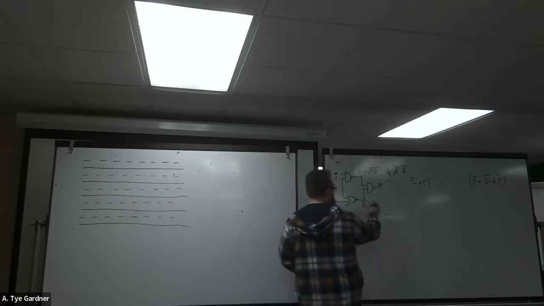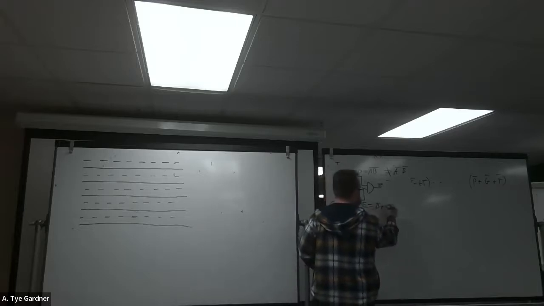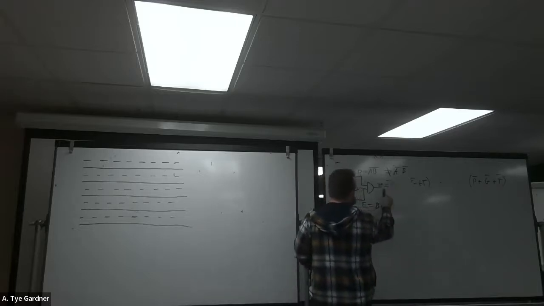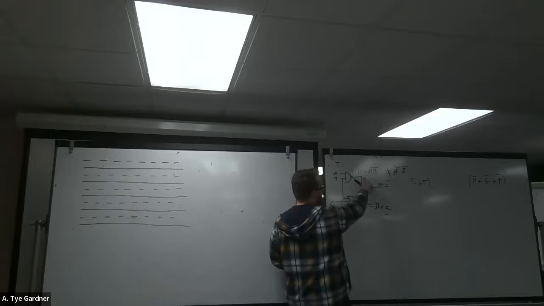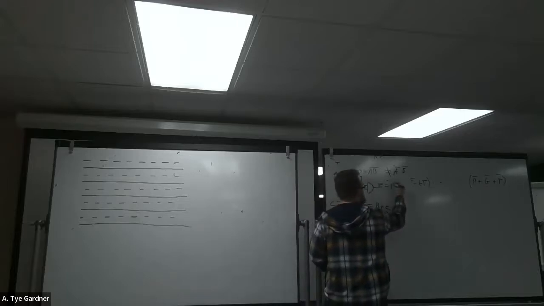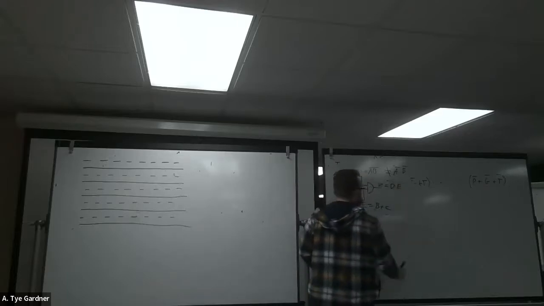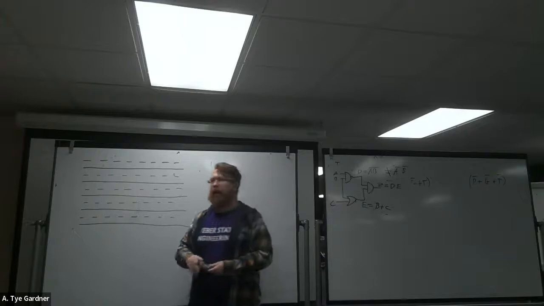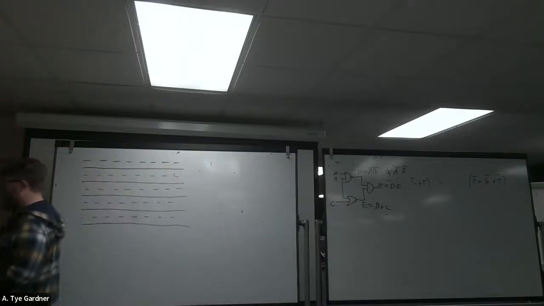E is much easier, right? We've seen this: B or C. And Z is the AND of D and E, which I can then substitute in. Now this describes the circuit, but let's say we want to analyze the circuit as it changes through time. Well, that's where these timing diagrams come in.